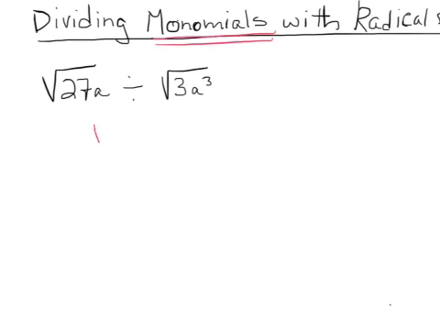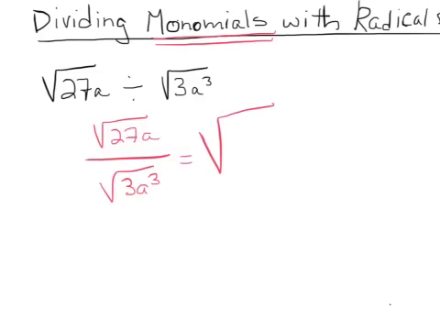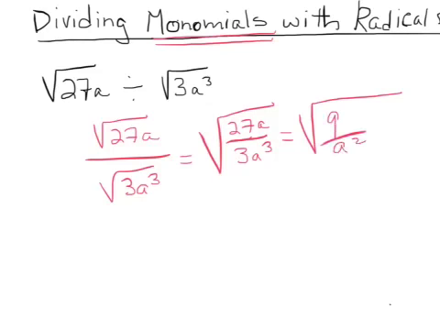So if I have the square root of 27a divided by the square root of 3a cubed, I can, just for illustration, put this all under one radical sign. And I can simplify it under the radical sign, if I like, and then simplify. So 27 divided by 3 is 9. A over a cubed will leave me with a squared in the denominator. So now I've got a perfect square, 9 over a squared. I know the square root of 9 is 3, and the square root of a squared is a.